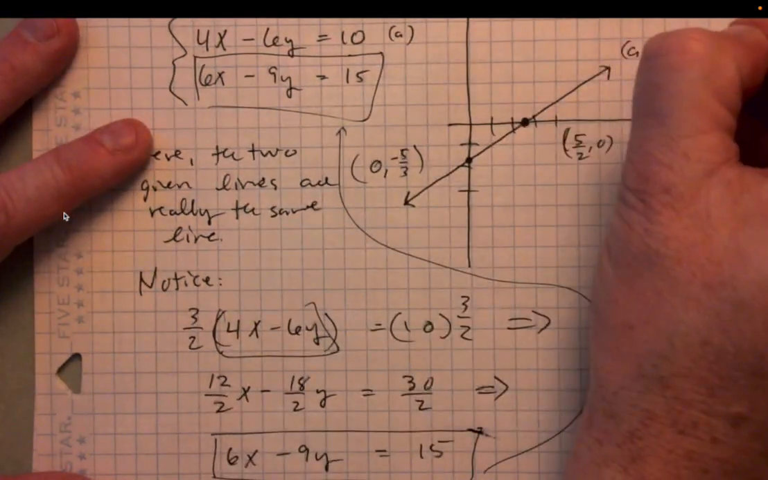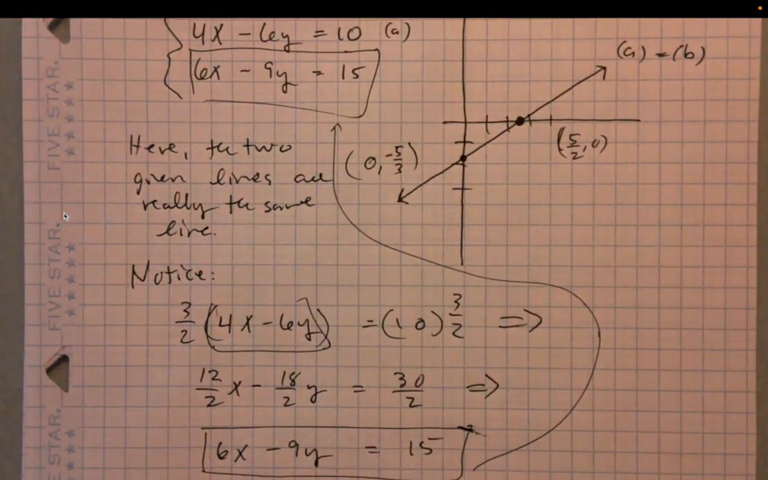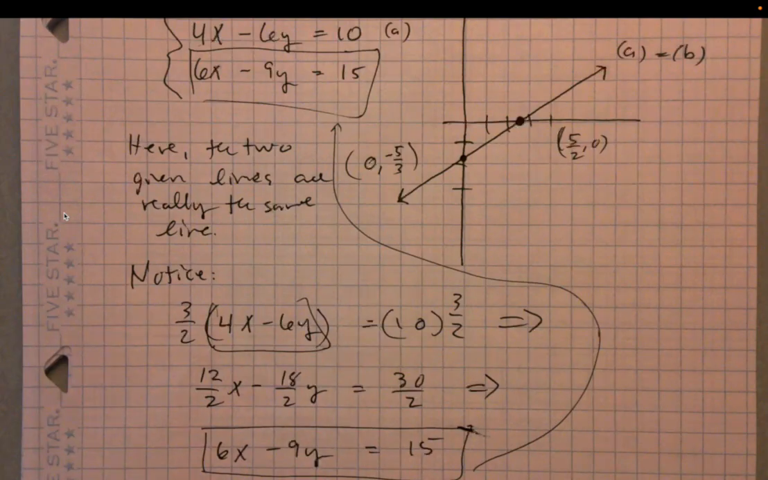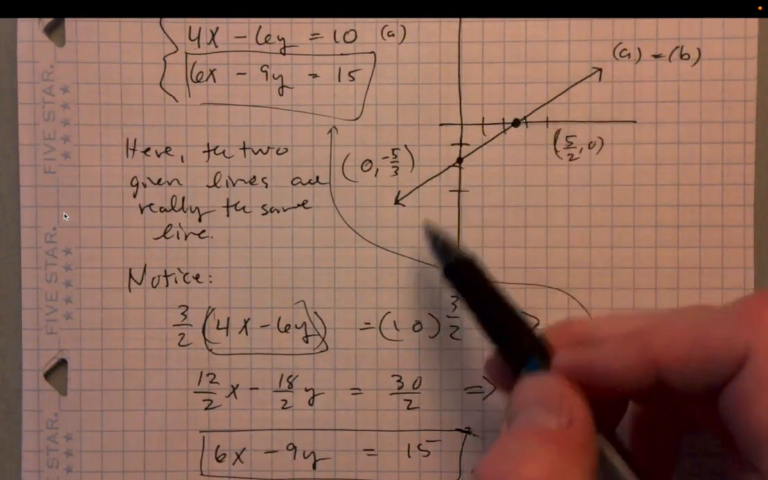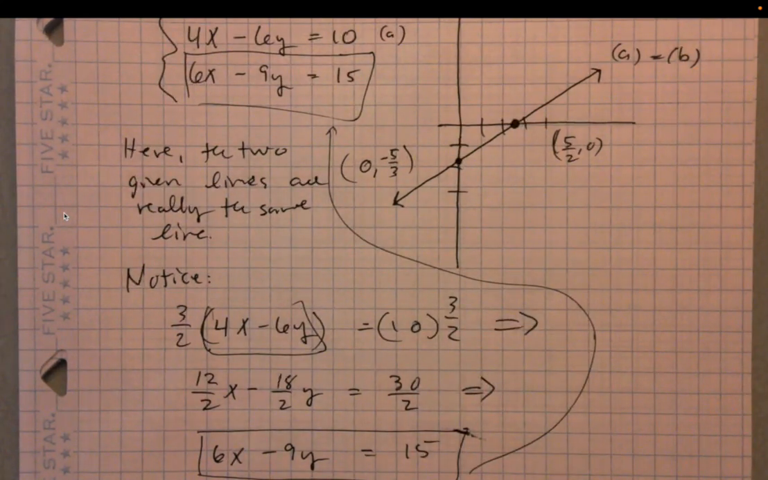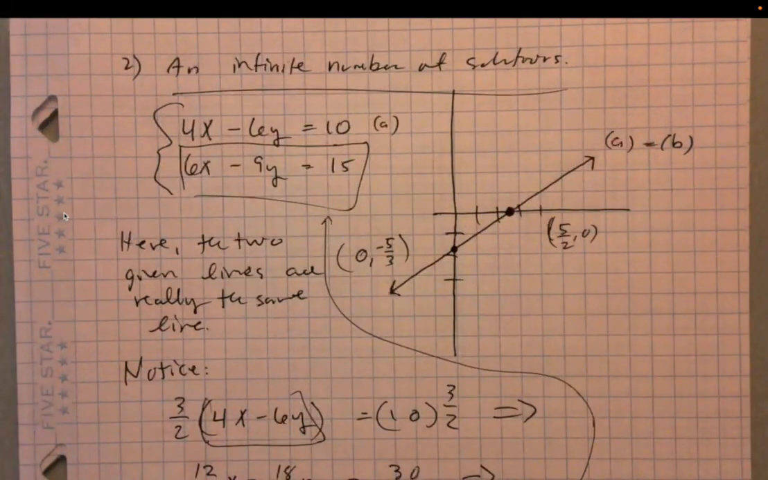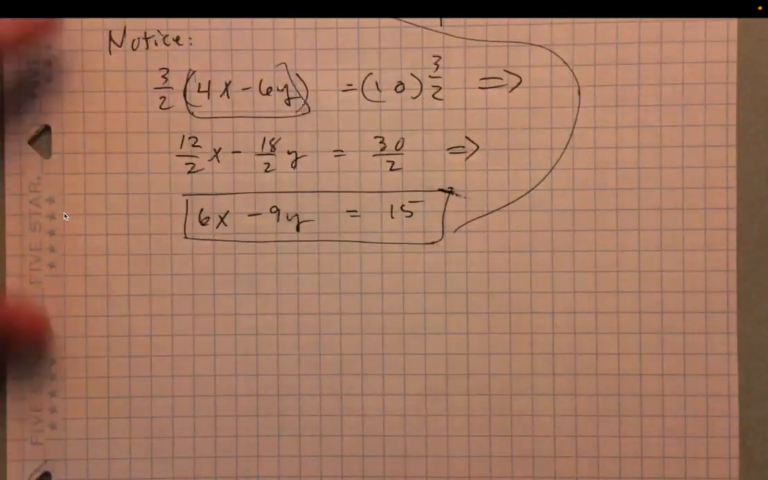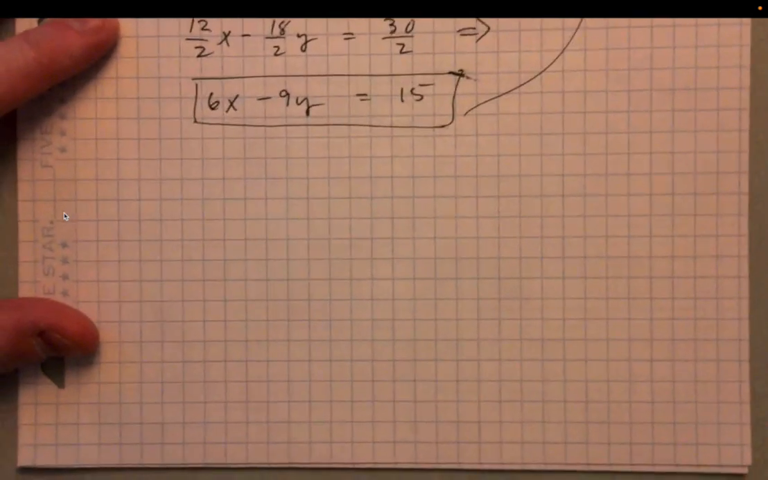So the moral of the story here is that when you have infinite solutions, essentially you're talking about the same line. Every point on line A is the same as every point on line B. Hence, there are an infinite number of solutions to the system. Okay, so that's what happens in case 2, where you have an infinite number of solutions. And then option 3 is to have no solution.